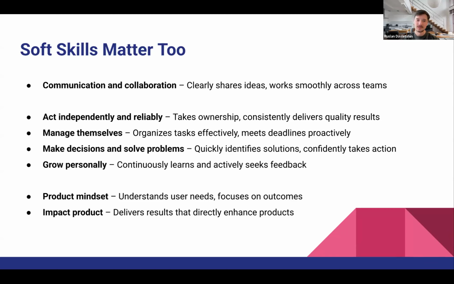Third one is ability to manage themselves effectively. So it's about tasks organization, ability to meet deadlines, and to communicate about these deadlines to other team members. Next one is making decisions and solving customer problems. It's about quickly identifying solutions, not getting bogged down or stuck in some decision paralysis, and being able to solve problems and take action when needed.